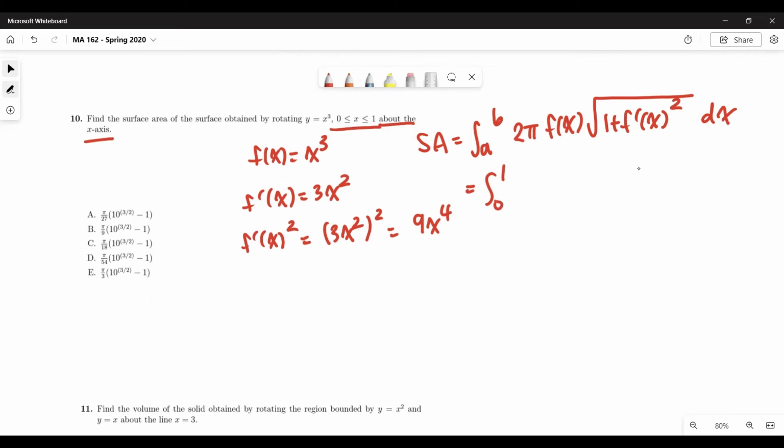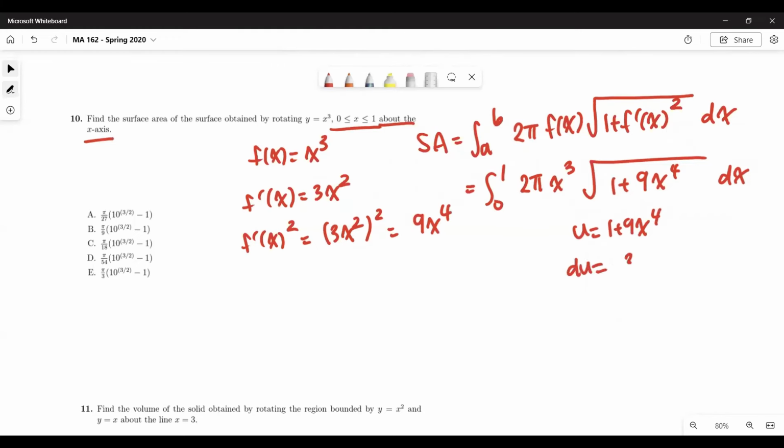The integral from 0 to 1 of 2 pi x cubed square root of 1 plus 9x to the fourth power dx. We can use u substitution for this question. u equals 1 plus 9x to the fourth power. du becomes 36x cubed dx, and x cubed dx is equal to du over 36.